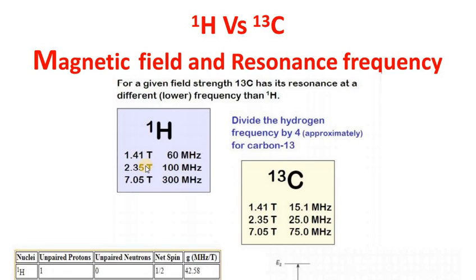Again, we have shown only hydrogen so far. If we take carbon also, then the comparison for hydrogen and carbon is: for hydrogen, 1.41 Tesla is 60 megahertz, 2.35 Tesla is 100 megahertz, and 7.05 Tesla is 300 megahertz, and for carbon the radio frequencies required are different. At 1.41 Tesla, hydrogen requires 60 megahertz, but carbon requires only 15.1 megahertz. So at different magnetic fields, different values are required.